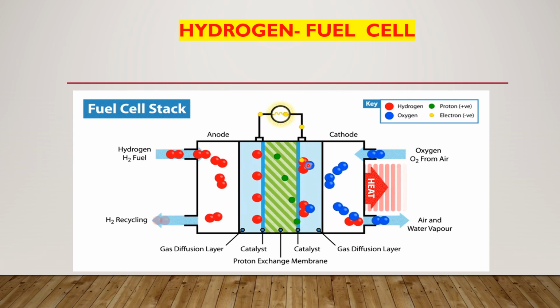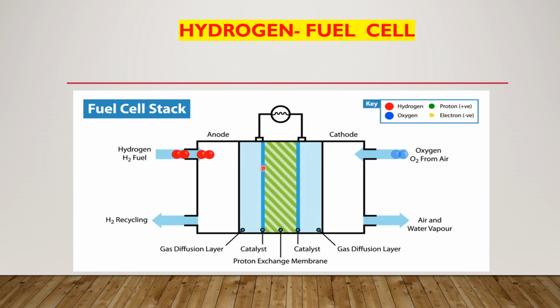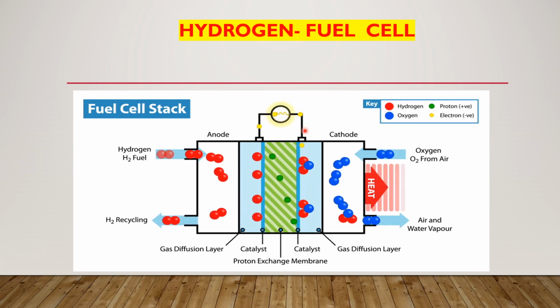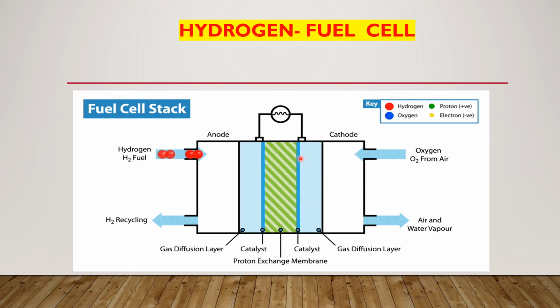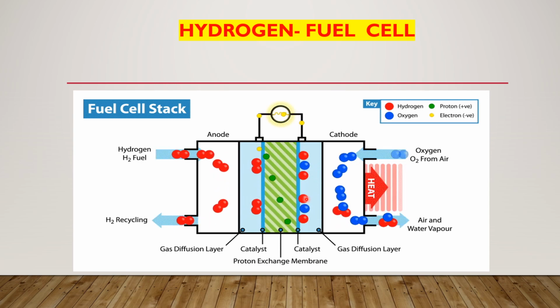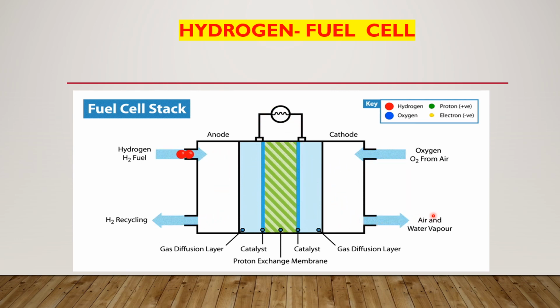Hydrogen fuel cell. I hope you understood this. Observe the red balls. Those are hydrogen. They get converted to green ones and yellow ones. Green ones are protons, yellow ones are electrons. Then the green ones, on crossing this bridge-like green area, again get converted to red balls. Two red balls and one blue ball get clubbed to form H2O, which is ejected out. So this is about the hydrogen fuel cell.